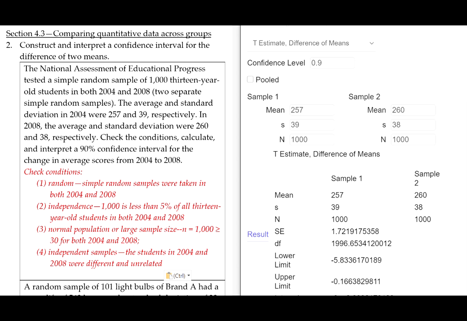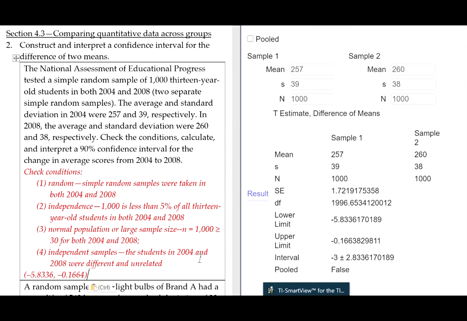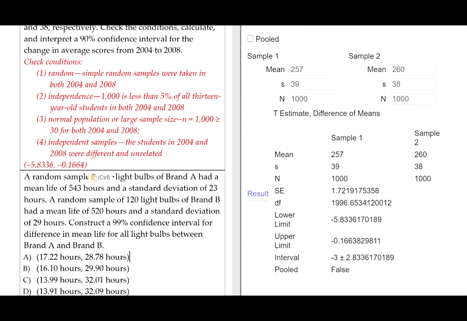And if I scroll this up, we can see the confidence interval. The lower limit is negative 5.8336, and the upper limit is negative 0.1664. So that's our confidence interval. Let me add that in here. There's our confidence interval. We are computing a confidence interval for the difference between means. It's group 1 minus group 2. So it's 2004 minus 2008. That's how we entered in our two different data sets.